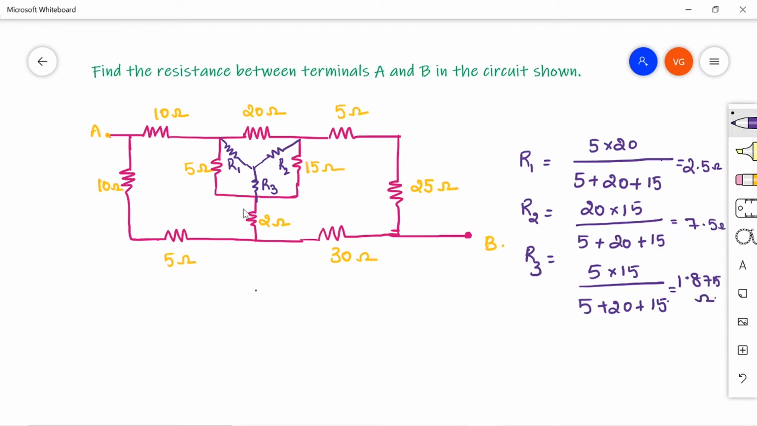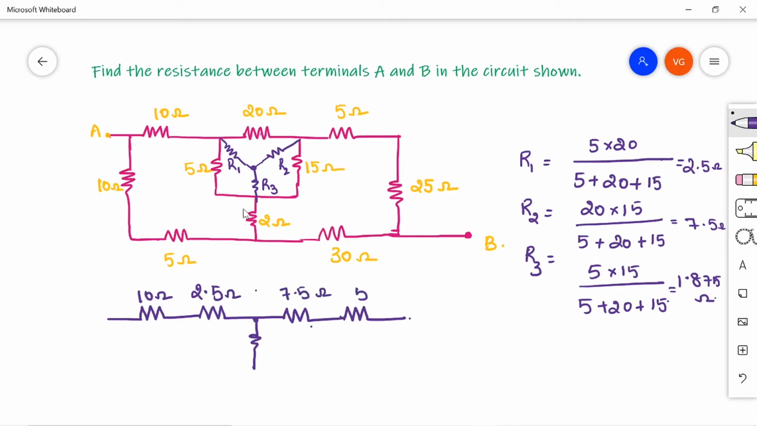Now replace this pi with star in the circuit. Then the circuit looks like this. 10 ohm with R1 and then the 20 I am replacing, right? So this point you can lift it up so that R1 and R2 will come in series, right? That pi will become T now. So the circuit will look like this. This is 10 ohm and this is R1. R1 is 2.5 ohm. This is R2, that is 7.5 ohm, and this is 5 ohm.